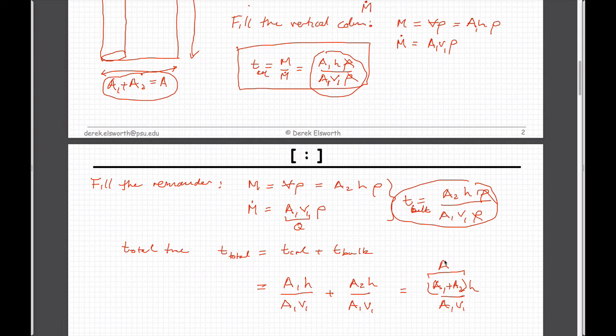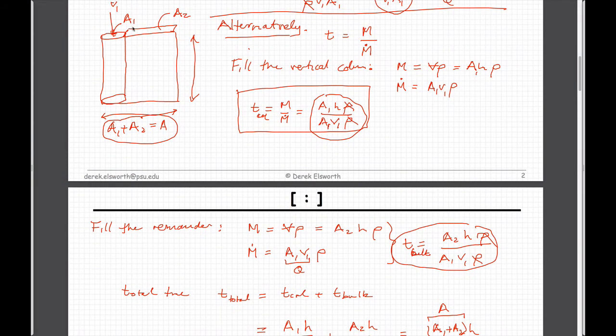But the reason for splitting it out is that if we want to use control volumes to do these calculations, then we're going to take it that the bead of water has hit the bottom, and the rest of the time that it takes for it to fill up this column is going to be given by this expression for the bulk, A2H over A1 V1. Right?